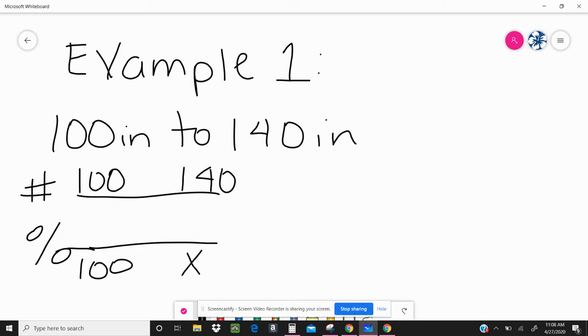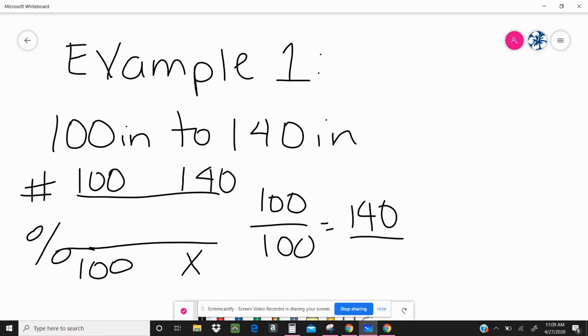So we need to know what percent that is. Well, looking at this, it's pretty obvious what the answer is. I made this one easy on purpose. We know that it jumped to 140% because 100 is to 100 as 140 is to 140. Again, if you're not seeing it, you can go ahead and set up the proportion: 100 over 100 equals 140 over x.